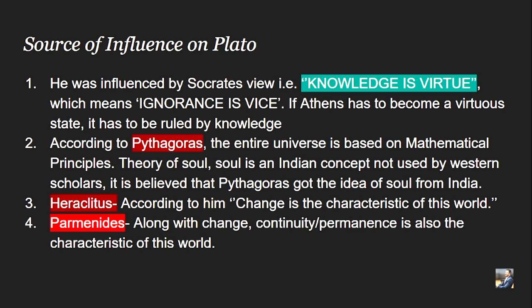As we know, the aristocratic family which was ruling Athens during that time was completely ignorant of the various issues prevailing in the state. So he says that the state must be ruled by knowledge and not the ignorant. Then the second influence he had is Pythagoras, the mathematician. The entire universe is based on mathematical principles. The theory of soul of Plato is also inspired by Pythagoras' idea.